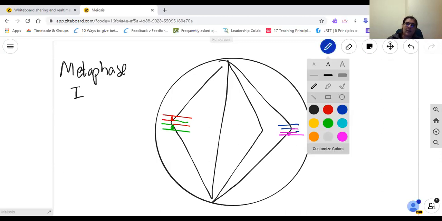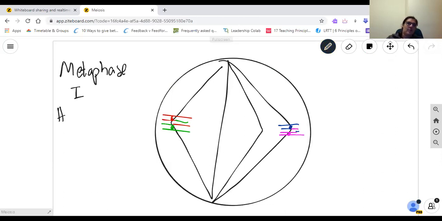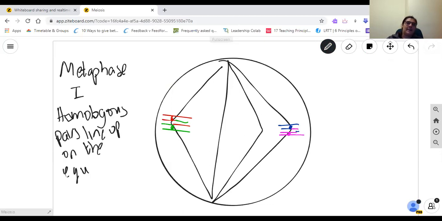Okay, so we have homologous chromosomes, homologous pairs, line up on the equator. And essentially what's going to happen next is that this chromosome will go to this end, and this chromosome will go to this end, this chromosome will go to this end, and this one will go to this end.